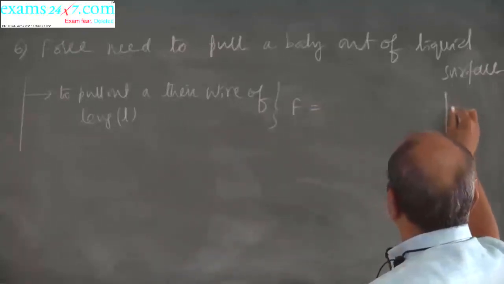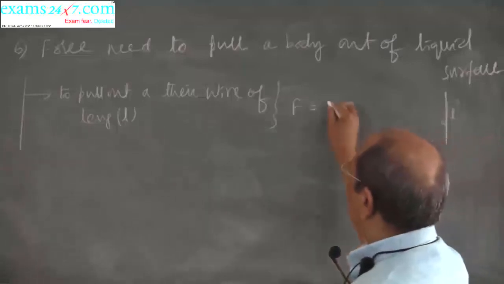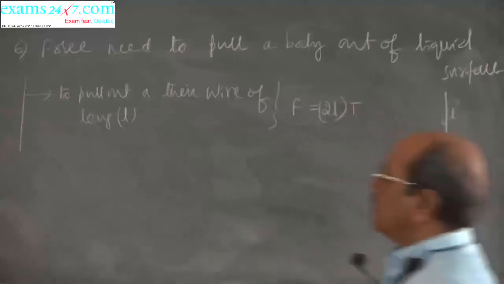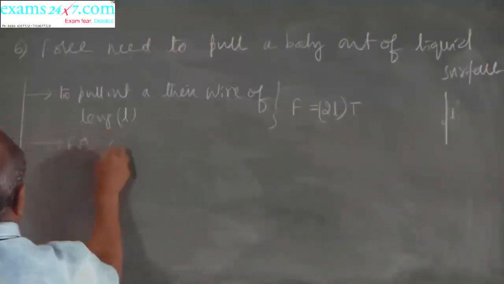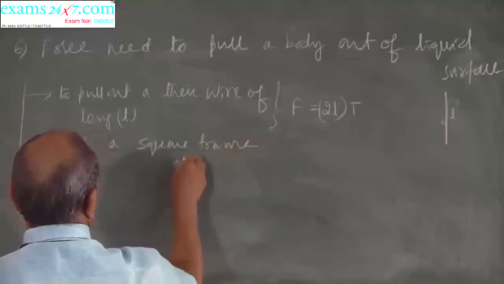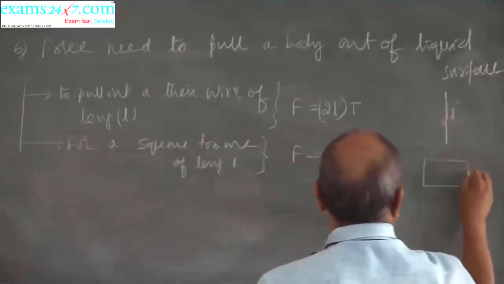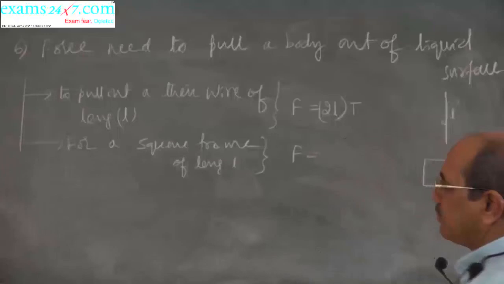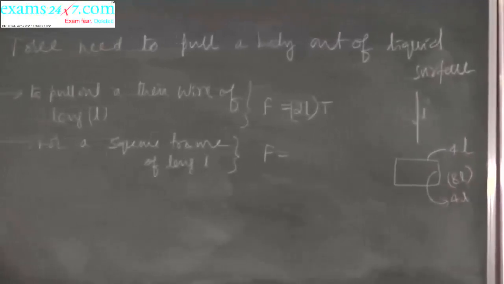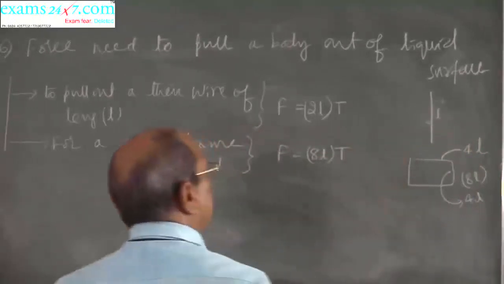If the wire is of length L, force acts on either side when it is lying on the liquid surface. The total length becomes 2L, so 2LT is the force necessary to pull it out of the liquid surface. Similarly, for a square frame of length L, outside 4L and inside also 4L, the total length becomes 8L, and the total force necessary becomes 8LT.